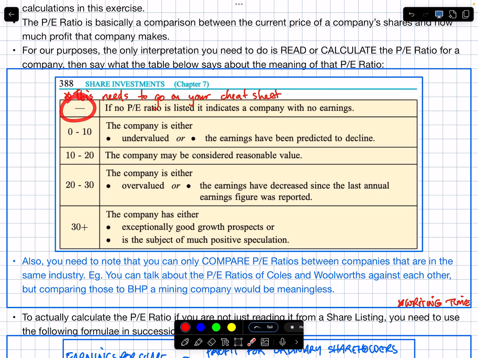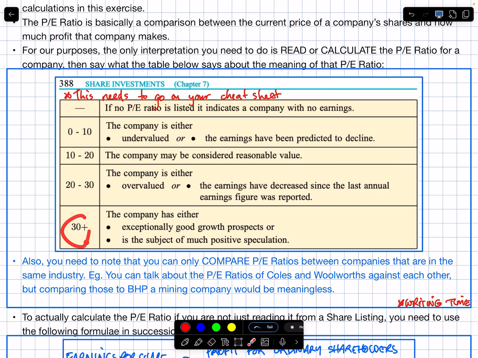So if there's no PE ratio listed, it means the company made no money that year. If it's 0 to 10, the company is probably undervalued or the earnings are predicted to go down. 10 to 20, company might be reasonable. 20 to 30, overvalued. So it's like FOMO. People are saying it's probably worth more than it really should be.